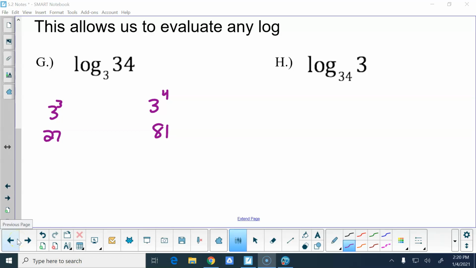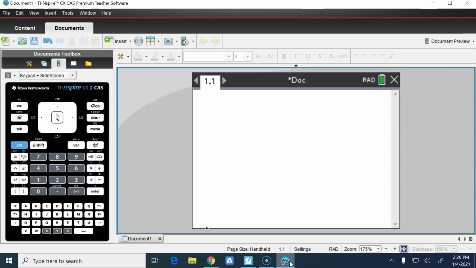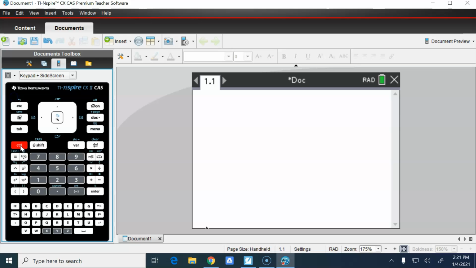Now, when I go to my calculator to do this, I would find my log key. Sometimes the log is an actual key on your calculator. Sometimes it's the second or the control or the shift of one. So in this calculator, it's there. Now, I want to say log of 34, and then I want to divide that.